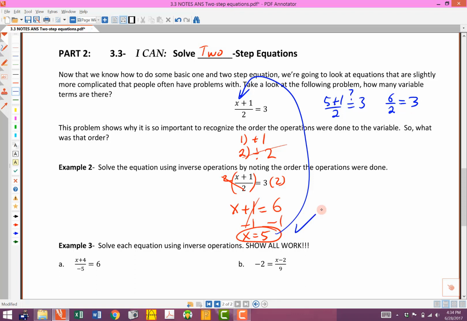So when you see that fraction bar right there, and we've got more than one term on the top or the bottom, it's important to recognize how to do those.